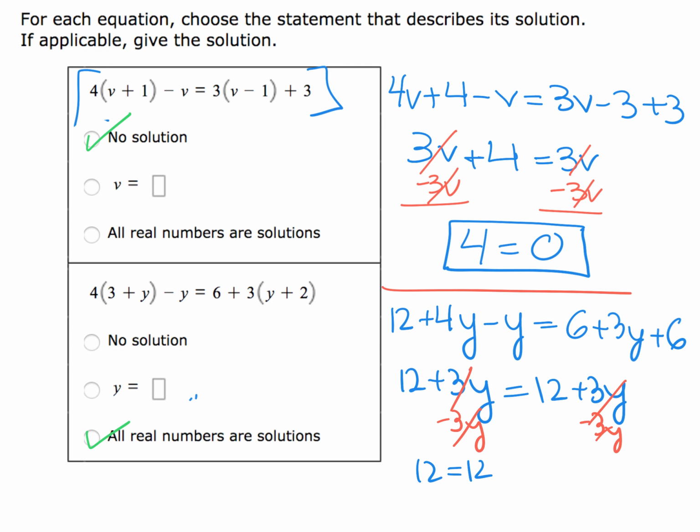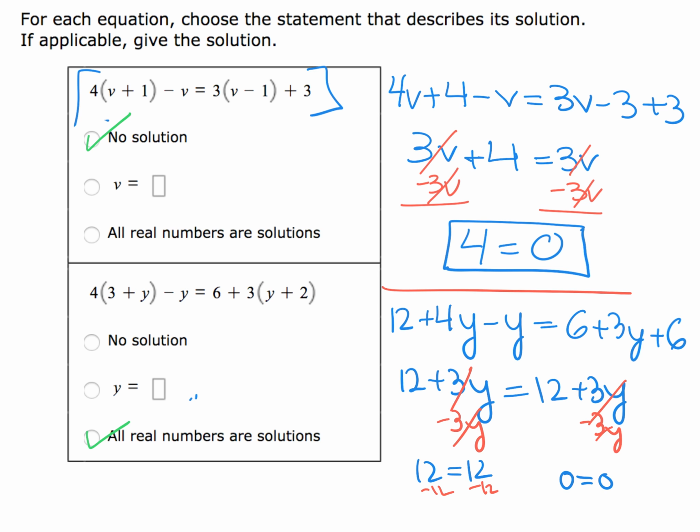Again, you could take it one step further if you want. You could do minus 12, just to put the constants on both sides, and get 0 equals 0, okay? You don't have to take it to these steps. As soon as you realize that you have the same thing on both sides, what you realize is that you get the same equation, so that every single value makes this true.